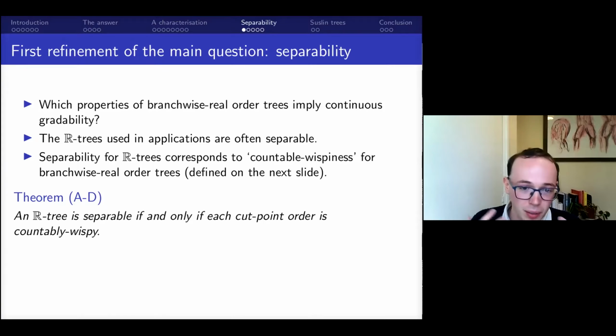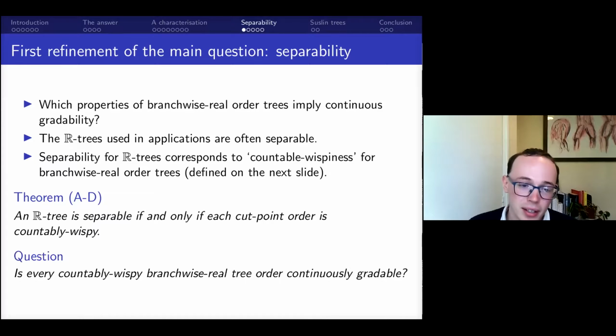Okay, and then motivated by this, we can ask the question: is every countably wispy branchwise-real tree order continuously gradable? This is a refinement of the main question where we've just added the adjective countably wispy.